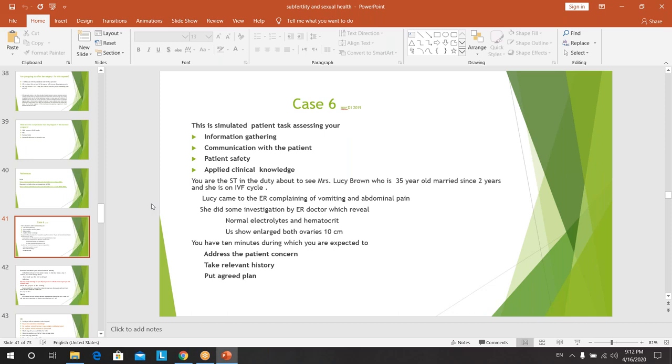So very good, you covered all the points in the history in a relevant way, and you mentioned all the management plan. You mentioned the safety point for this patient to be admitted because she has severe vomiting, which is one of the criteria for admission in ovarian hyperstimulation. You offered her fluid by intravenous drip because she can't tolerate fluid, and the blood thinning agent and the stockings to prevent blood clots, and monitoring her daily laboratory results and her weight.